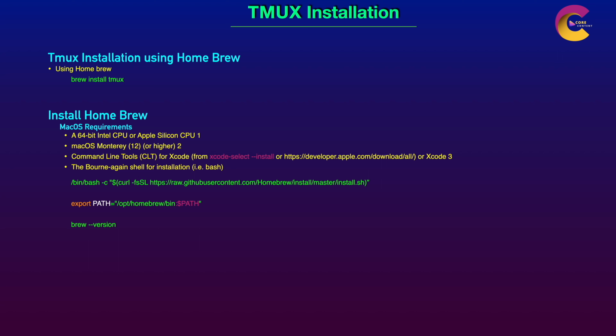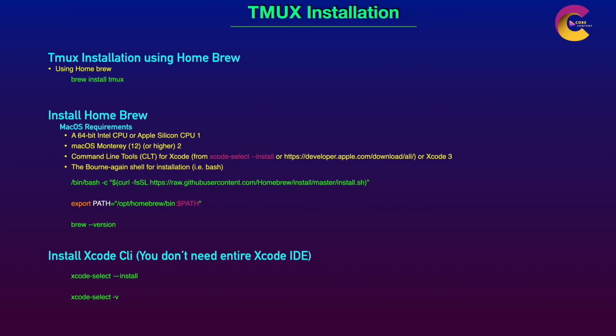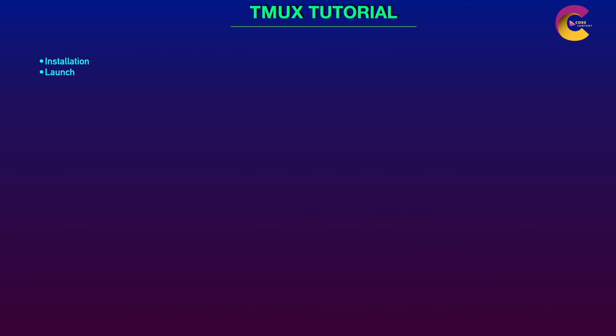Steps to install Xcode CLI are simple, and you don't need the entire Xcode IDE. The only thing you need to do is run the command xcode-select --install, and that should be good enough to install Xcode CLI.